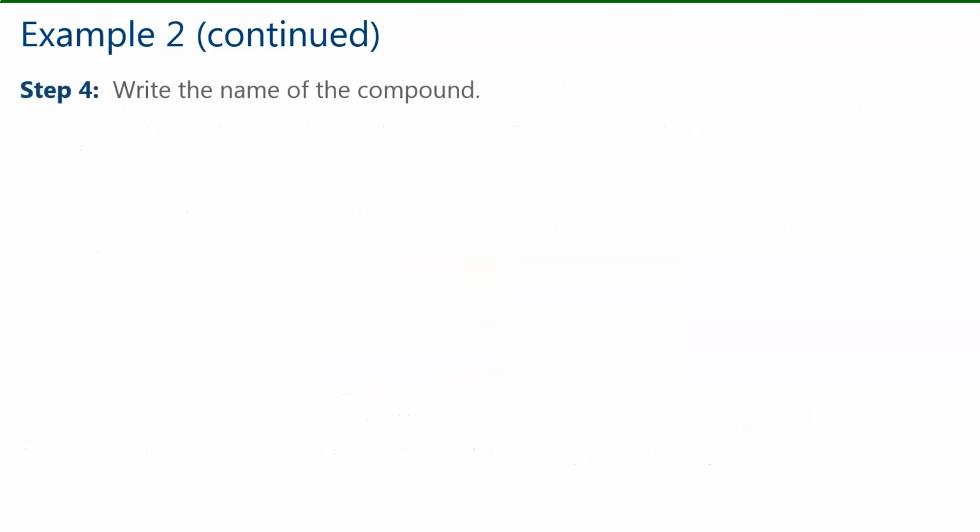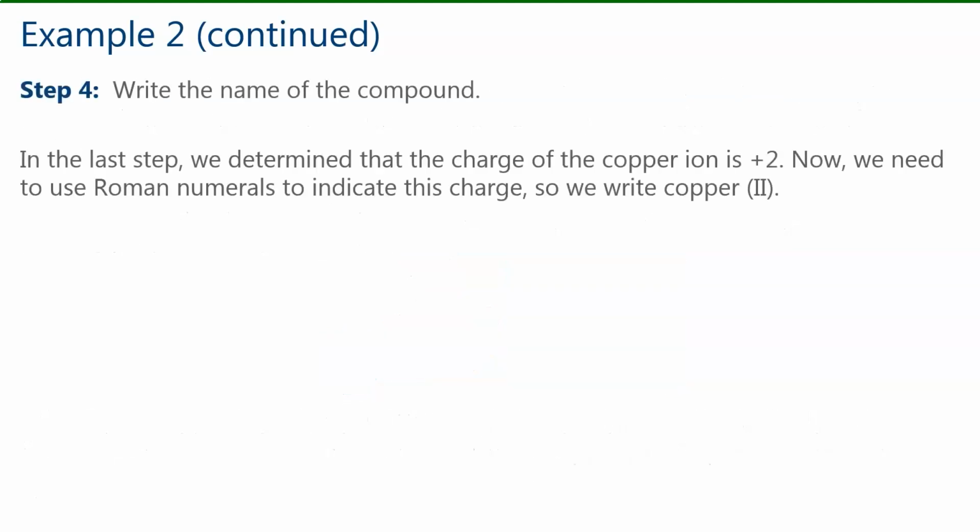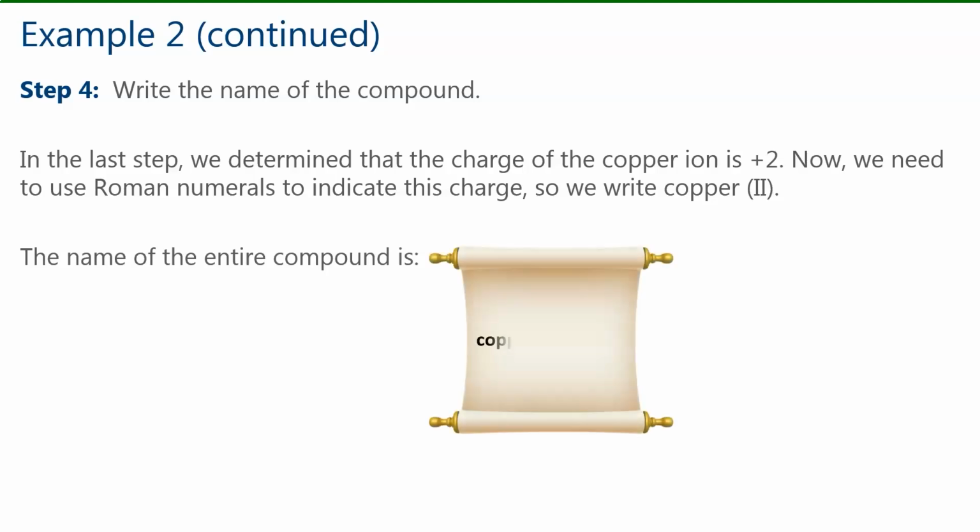Now we can write the name of this compound. In the last step, we determined that the charge of the copper ion is +2. Now we need to use Roman numerals to indicate this charge, so we write copper 2. The name of the entire compound then is copper 2 acetate.